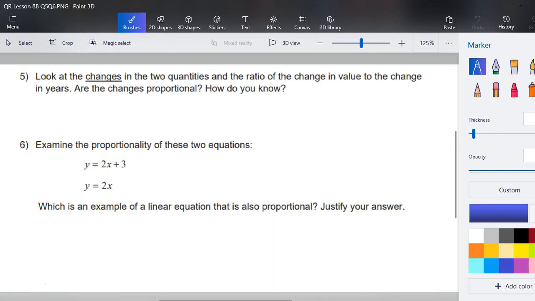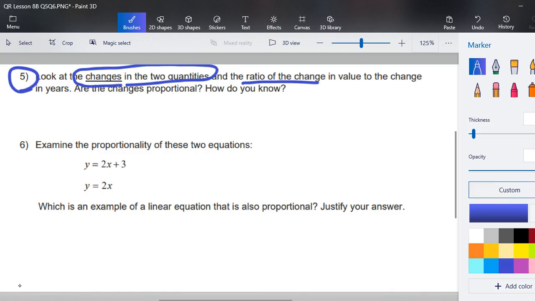Although the quantities are not proportional, in other words, between the value and the time, the years, question 5 asks a different question. The quantities themselves are not proportional, but are the changes in the two quantities, and the ratio of that change in value to the change in years? It says to look at that. Where we're going with this is, are the changes proportional?